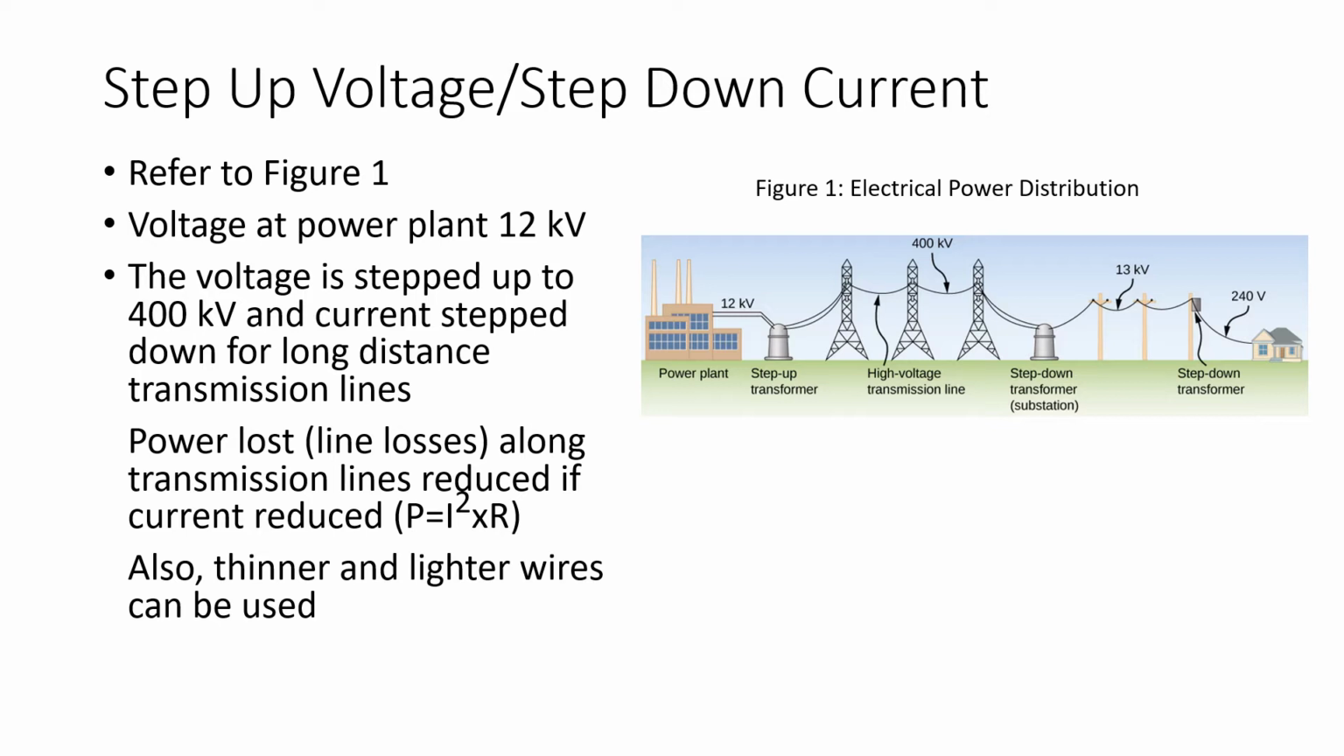The lighter the wires, of course, the smaller the transmission line towers have to be. So again, we use a step-up transformer to increase the voltage produced at the power plant to a high voltage level for transmission over long distances.